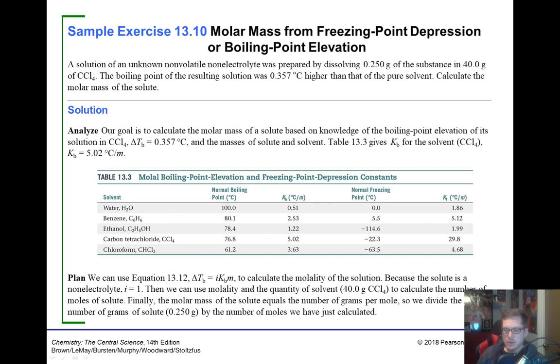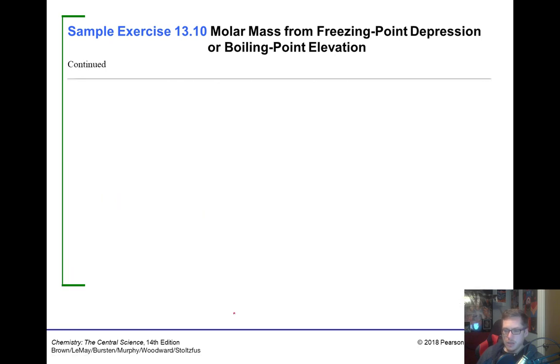And then it says use the molality and the quantity of solvent to calculate the number of moles. Finally, the molar mass equals, and this is the part where most people get thrown off, the molar mass of the solute equals the number of grams per mole. So we divide the number of grams, the thing we started with, by the number of moles we have just calculated. Okay. So let's walk through it.